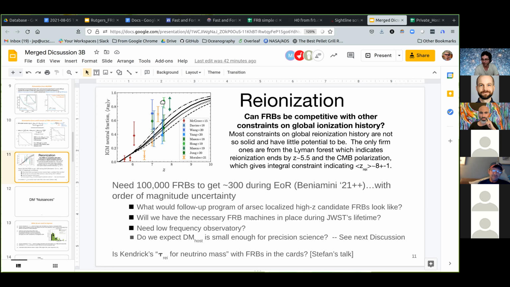And so it is a small fraction. And so we need these big FRB machines to be operating, and then we need Jason, Xavier to target these with James Webb. And so I don't know, it's something that we need to be thinking about, but we might not have the tools to think about. Yeah, and I'll leave it at that.